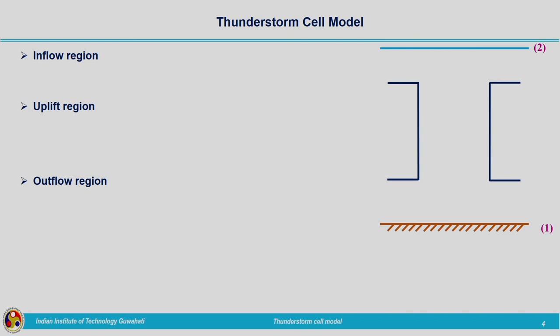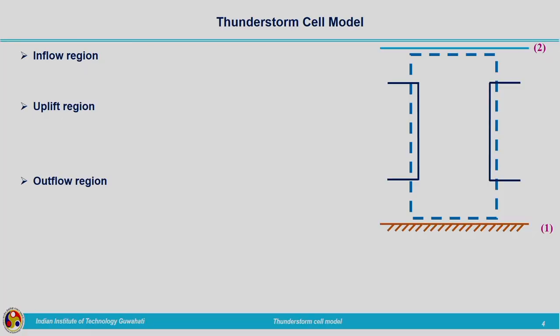We are considering the ground surface as section one, and in the atmosphere where the outflow region is present, it is considered as section 2. These are for the convenience of giving notations representing the pressure at the outflow region. So, we can write P2.